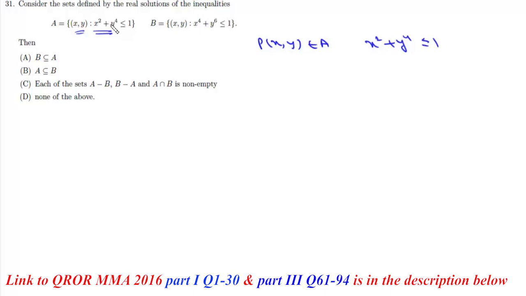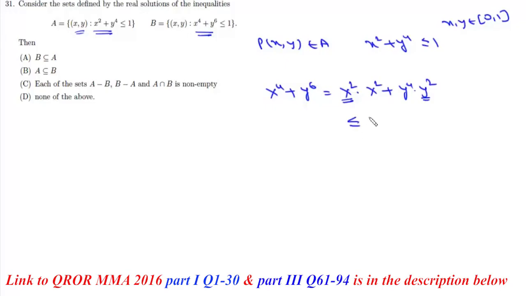Now since the sum of squares or even powers is less than or equal to 1, we can say x, y belongs to [0, 1]. Now we'll find the value of x to the power 4 plus y to the power 6. We can write this as x square into x square plus y to the power 4 into y square. Now the maximum value of x square or y square is 1. So that means this is always less than or equal to x square plus y to the power 4, and we know that x square plus y to the power 4 is always less than or equal to 1.